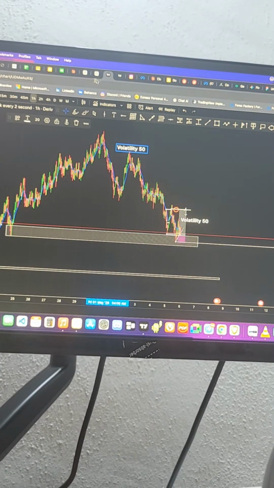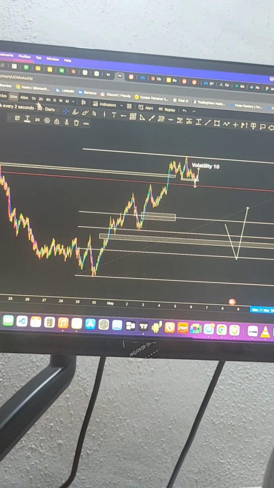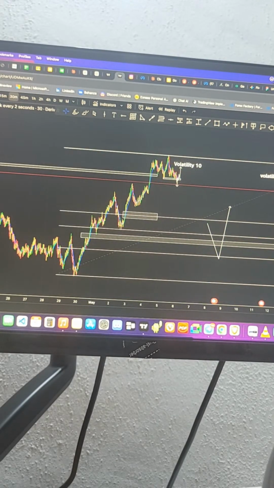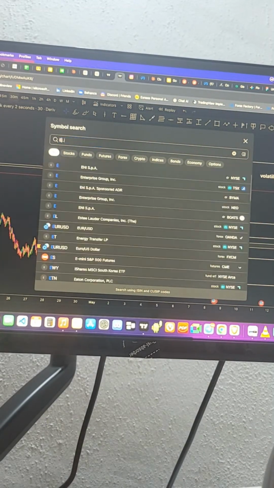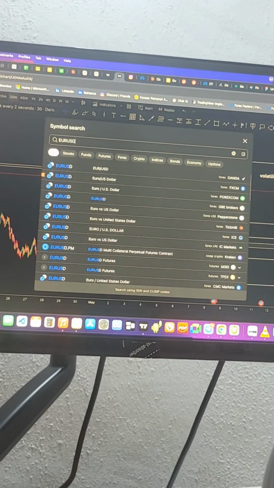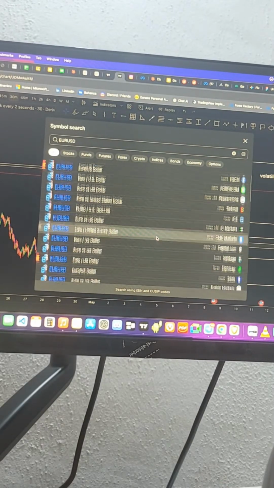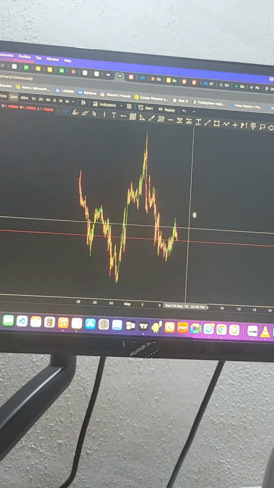So now let me check what is happening on the Forex market. Let me check where the volatility is currently in the Forex market. Okay, on Euro USD, there is a strong sell opportunity.